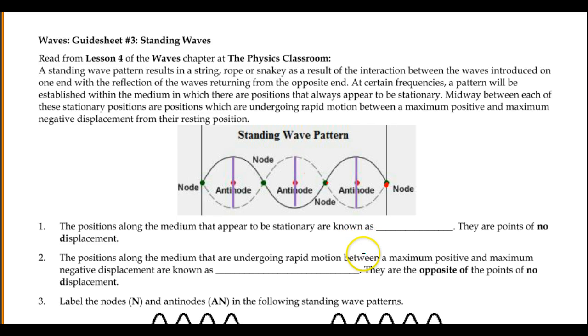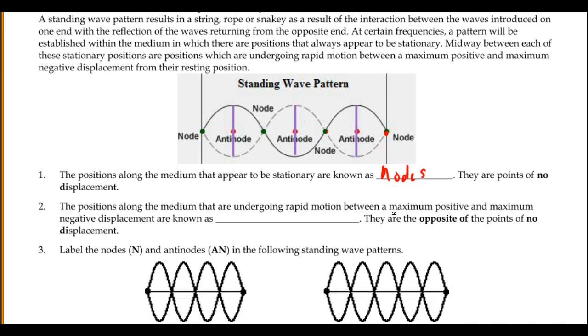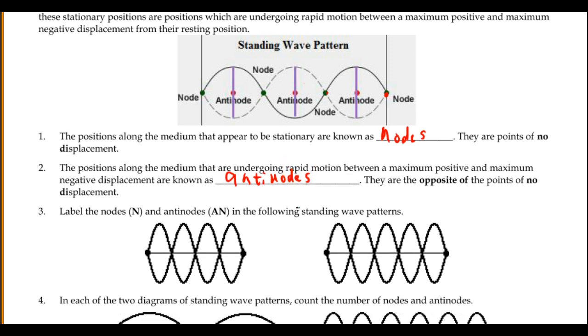Alright, the positions along the medium that appear to be stationary are known as nodes. They are points of no displacement. The positions along the medium that are undergoing rapid motion are called antinodes, opposite to the nodes, and they'll have maximum displacement.